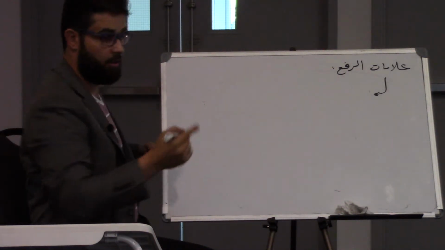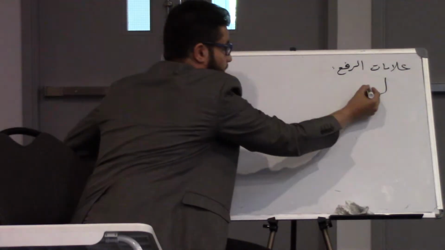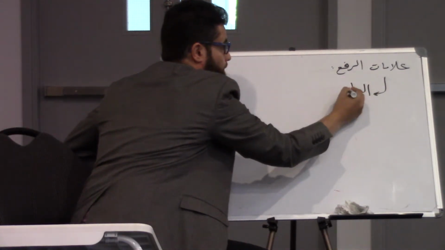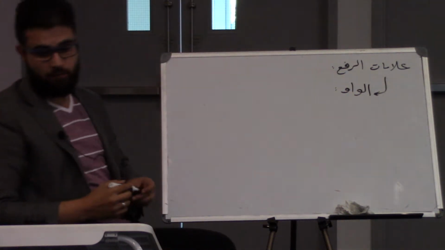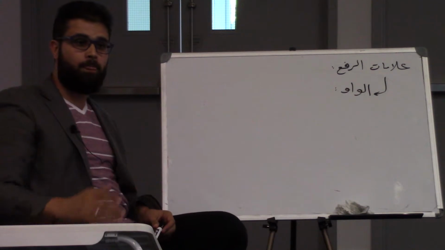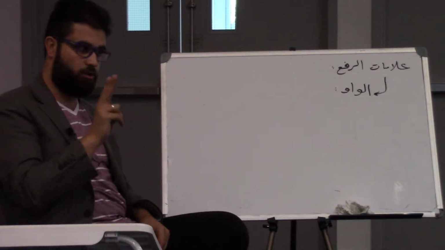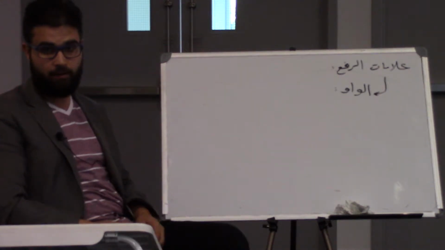Now the second, وَأَمَّا الْوَاوُ. Right, now we're going to move on to waw. The waw, the letter waw. فَتَكُونُ عَلَامَةً لِلرَّفْعِ فِي مَوْضِعَيْنِ. It will be a marker of rafi' in two situations, right? Only in two circumstances it will be a marker of رفع.